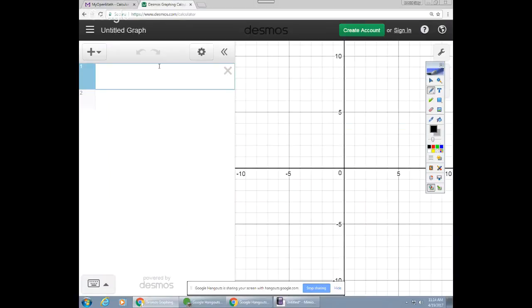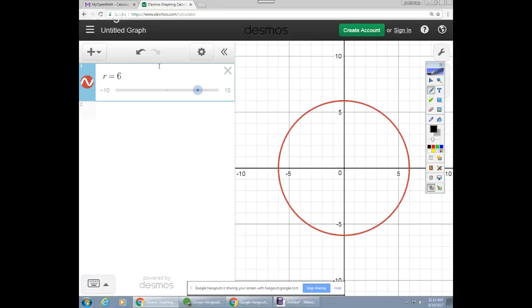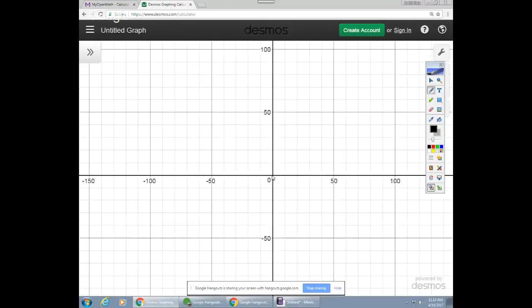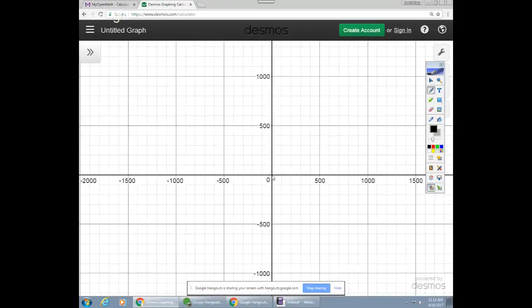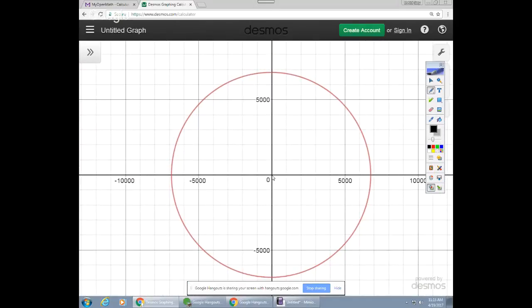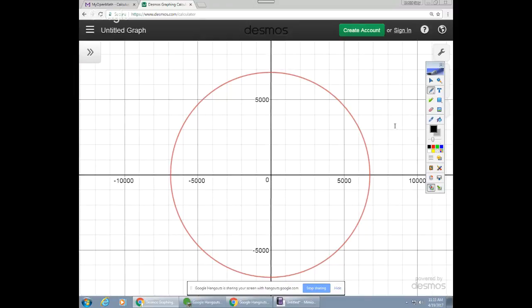So Desmos, and we've got R equals 6,810-ish divided by 1 plus 0.007 times the cosine of theta. And then I'm gonna have to zoom way out to see this sucker. See, this way, right? Yeah. Into the thousands. And we could have scaled it down by dividing k by 1,000, and then we'd have a graph where each number's in thousands, which would probably be a better idea, but that's okay. So this is my graph. It looks pretty darn circular.